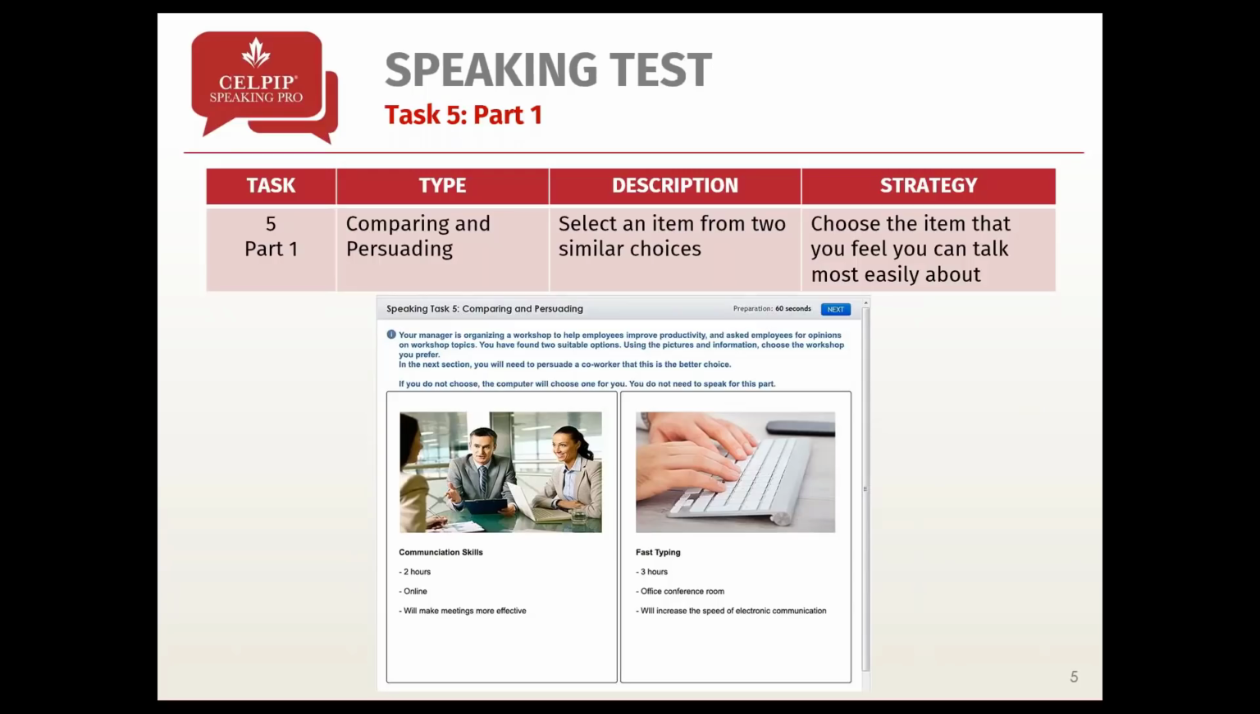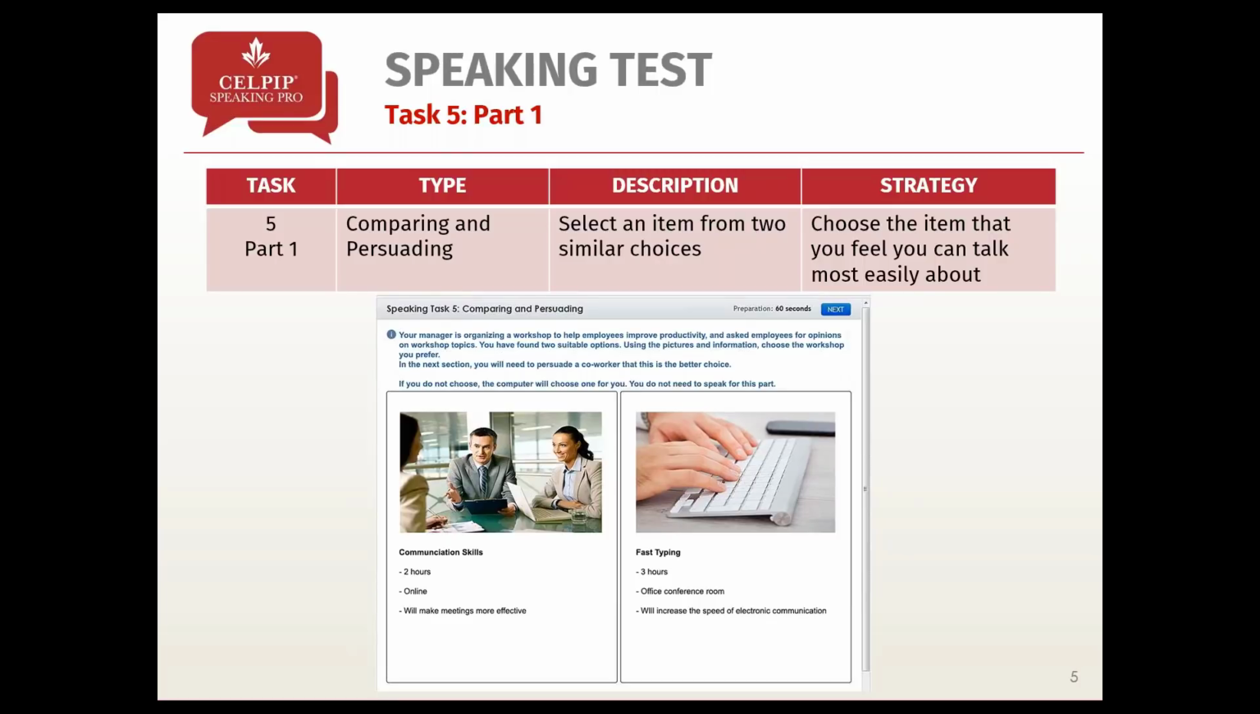So here we go. Now, task 5 is always a lot of fun. It is different from all the other speaking tasks because it is given to you in 2 parts. So you're actually going to have 2 screens, not 1 screen for this task. So in task 5, you are comparing and persuading. So in part 1, you're going to be comparing 2 similar things. And in part 2 of task 5, you're going to be persuading someone that your choice is the better choice.